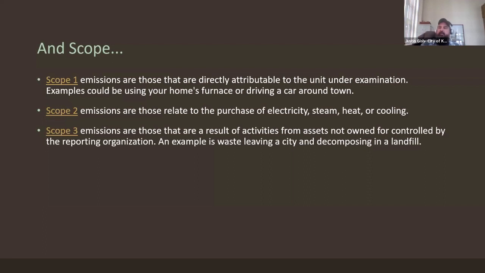And then scope 3 emissions are those that are a result of activities from assets not owned or controlled by the reporting organization. Landfills are a good example of scope 3 emissions. The stuff that we use and then throw away decomposes somewhere else, we're still responsible for it, so we can count that as a scope 3 emission.